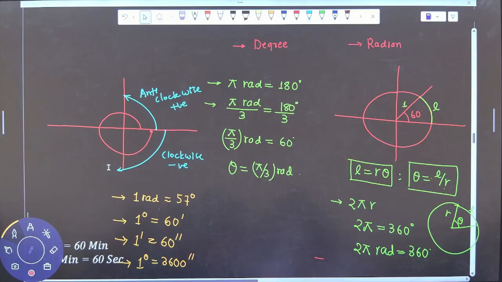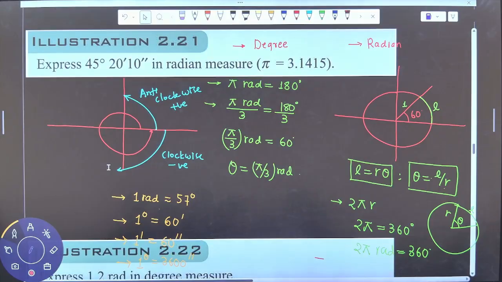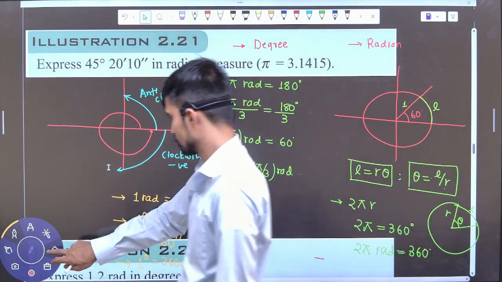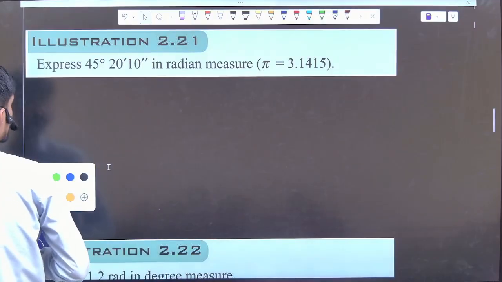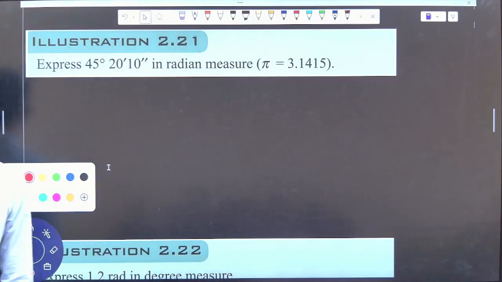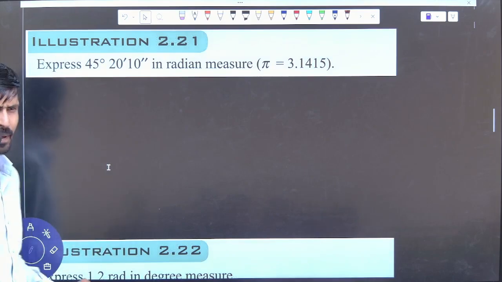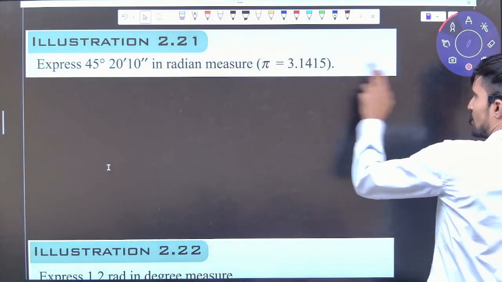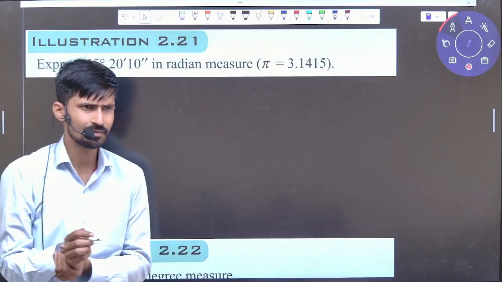Done? Now we are going to see few questions, that is 2.21. Here the question is, we have to change this angle into radian measure. Maybe in school exams they will ask you this question, but there is no connection of all this minute and second for JEE. Okay?